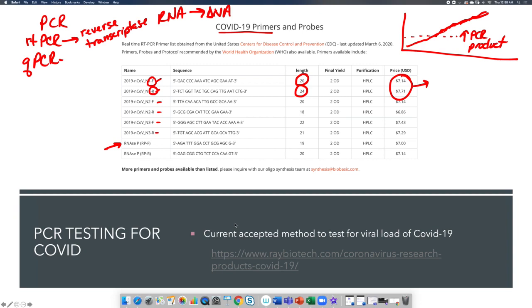So that's it for our PCR lecture, and in our next ones we'll talk about some blotting assays and some other genetic engineering tools. See you in the next one.